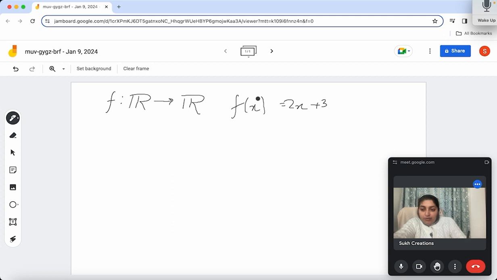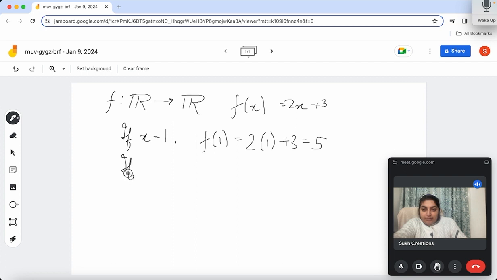Functions are a way to express relationships and dependencies between quantities. If we take any real number input as x, like if x is equal to 1, then f(1) will be 2 into 1 plus 3, which is equal to 5.